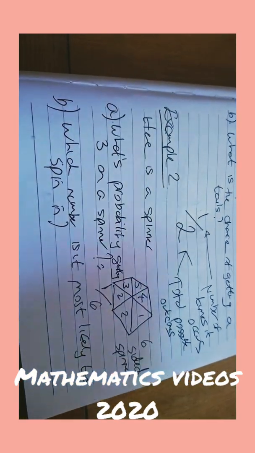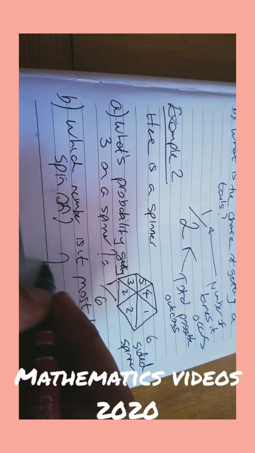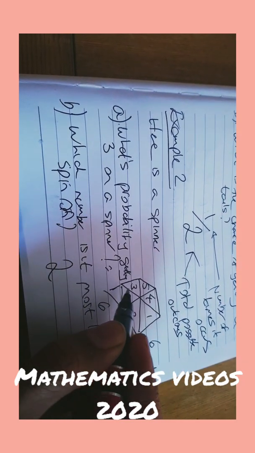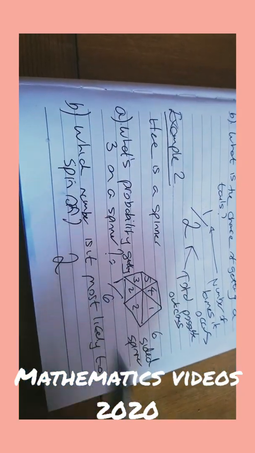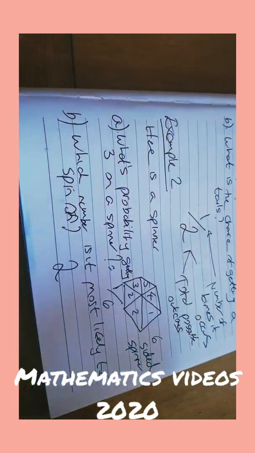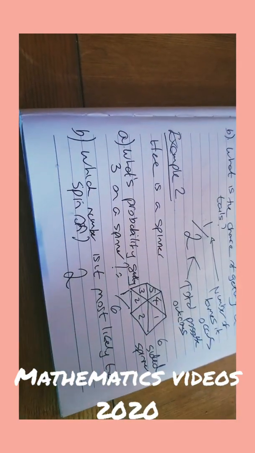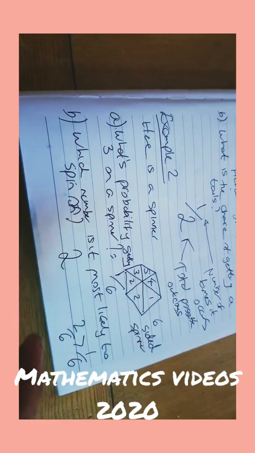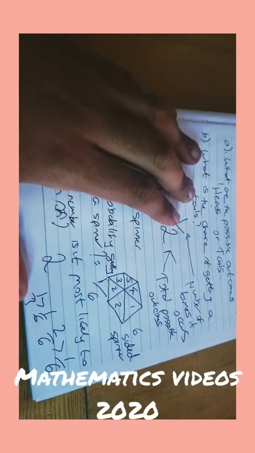Which number is it most likely to spin on? Well, if you look here, 2 appears twice, so you're more likely to get a 2 than any other number because 2 appears the most on there. There's a 2 out of 6 chance of getting a 2, but there's a 1 out of 6 chance of getting a 1, 4, 3, and a 5, which means that 2/6 is greater than 1/6. That's how I know that it's more likely, because 1/3 is bigger than 1/6. So that's how I do that one.